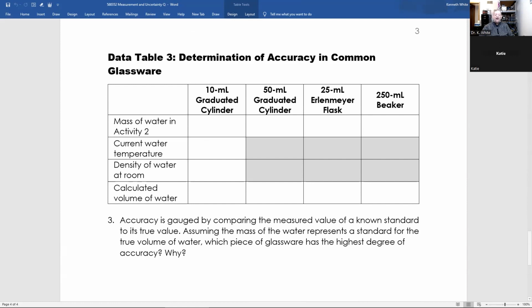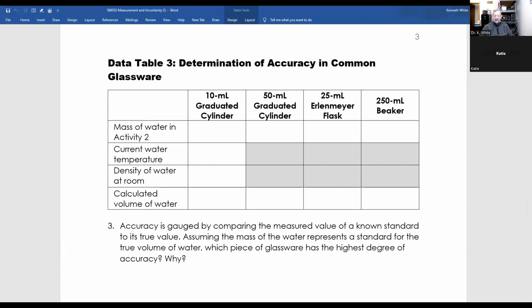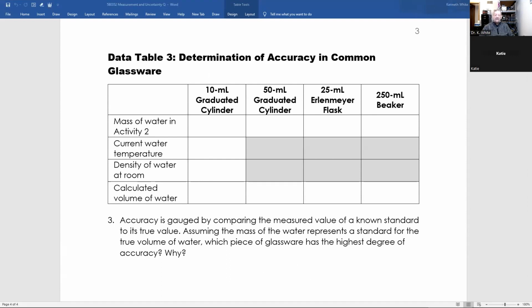Now, in table 3, let's go back to the lab, which is activity 3, you're going to record room temperature. And for this lab, you'll assume the water temperature is the same as the room temperature. Now, using the table below, record the density of the water at the current temperature of the room.